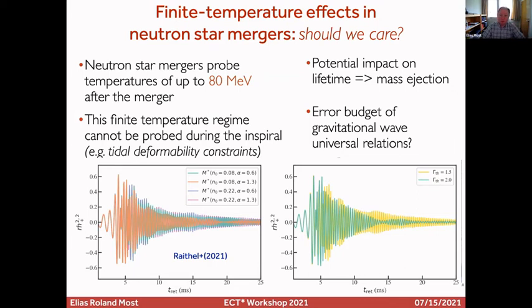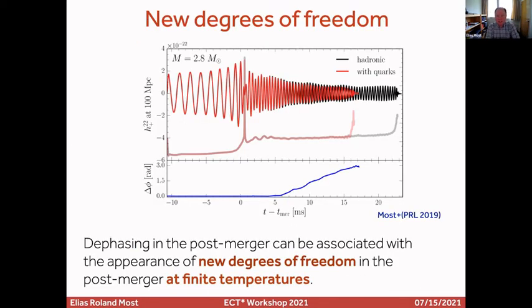We also did similar work a few years back where we looked into the dynamical appearance of quarks at finite temperature, and you could see that that causes a linear dephasing in the waveform. Just so you have a picture of what is actually causing that shift at finite temperatures, that's something that potentially you then have to take into account.